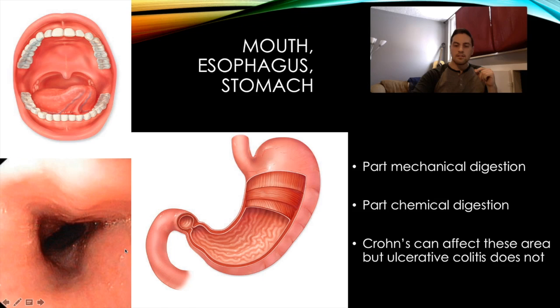Okay, so if we take a closer look at the mouth, esophagus, and stomach, there's a couple main ideas here. You're going to get some mechanical digestion, meaning with your teeth when you're chewing, you're going to be breaking the food down. But then also you're going to get part chemical digestion, and that's going to come from the enzymes in the saliva. Once it gets down into your stomach, there's going to be acid. It's going to start breaking it down.